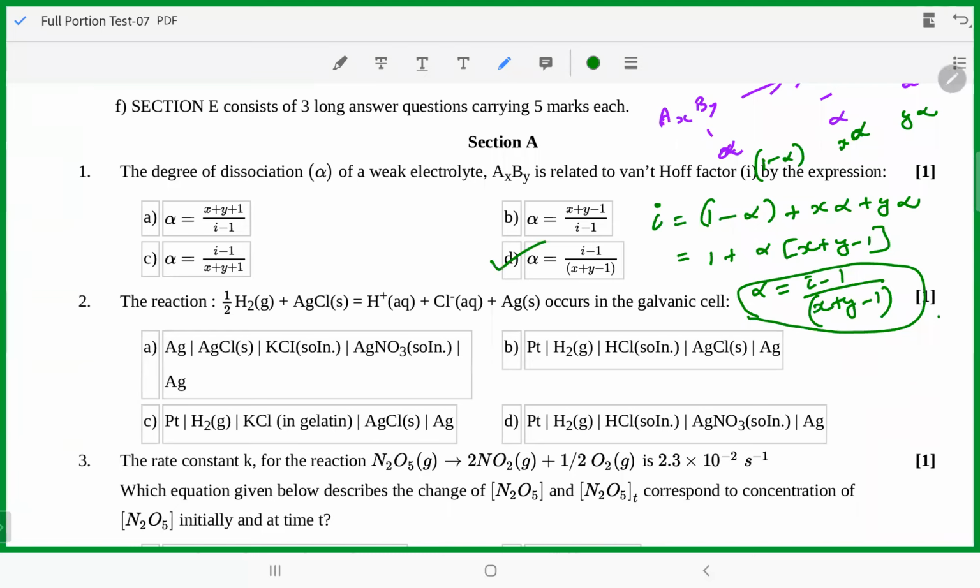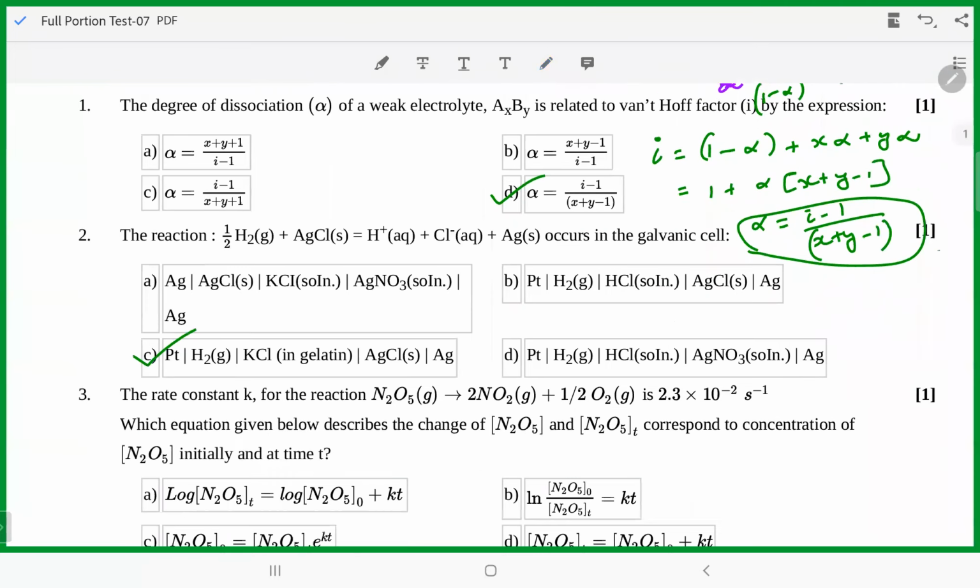And then the reaction of H2 plus AgCl gives H plus ion and Cl minus and Ag in the galvanic cell. When you are using the galvanic cell, you need a salt bridge, right? Among the solutions given here, only one mentions the gelatin, KCl and gelatin. None of the other cells contain a salt bridge. So only C contains a salt bridge. The answer is C. Okay.